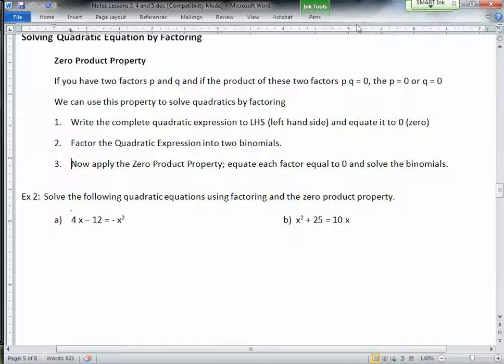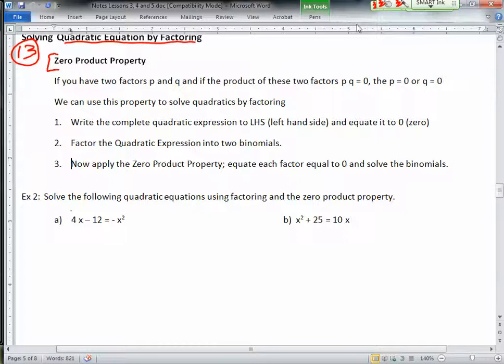So we are going to do something called solving quadratic equations by factoring. That's our overall topic. And today we're going to look at the zero product property. Again, this is page 13 in your Unit 2, Lessons 3 to 5 notes packet. And yes, it is very similar to the warm-up.